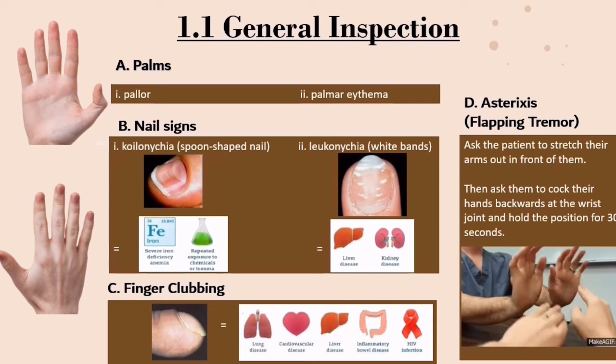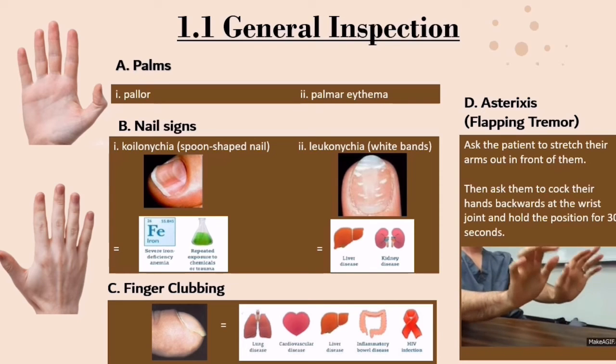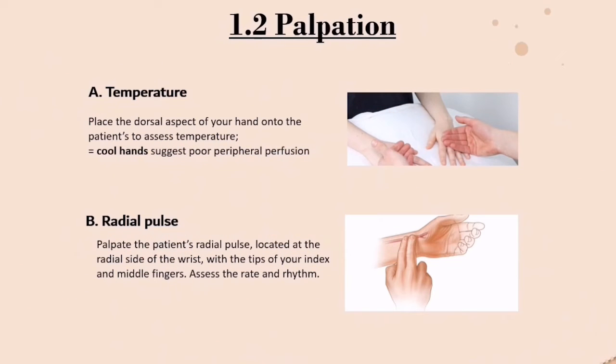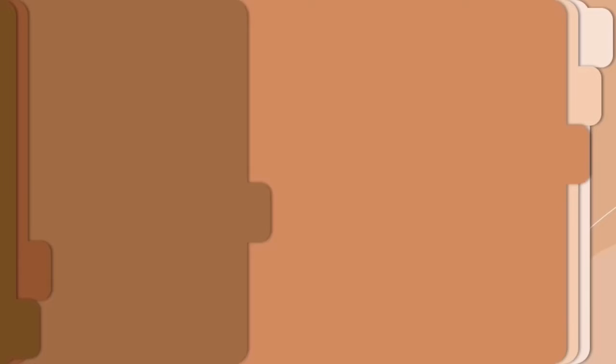Afterwards, ask the patient to stretch their arms out and cock their hand backward at the wrist joint and hold the position for 30 seconds. This is to observe for any evidence of flapping tremor, also known as asterixis. Next, you can also palpate the hands to assess its temperature as well as palpate the patient's radial pulse to assess the rate and rhythm.